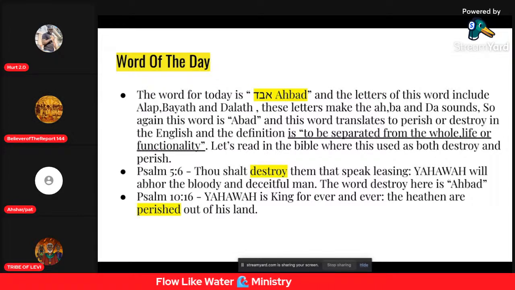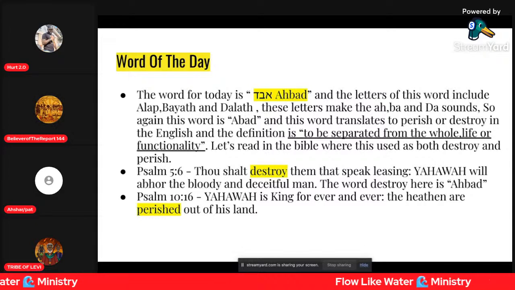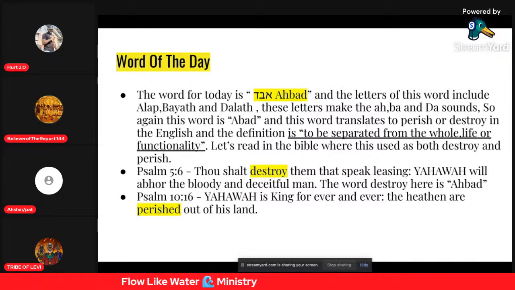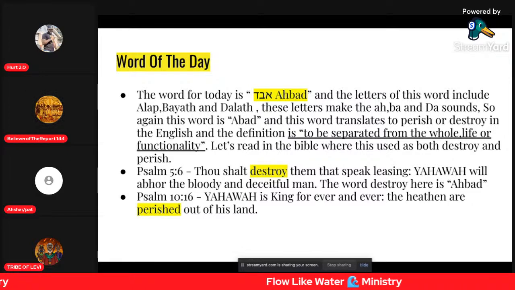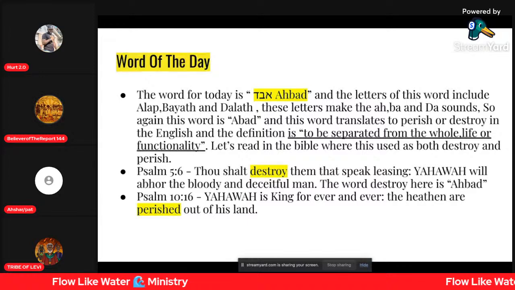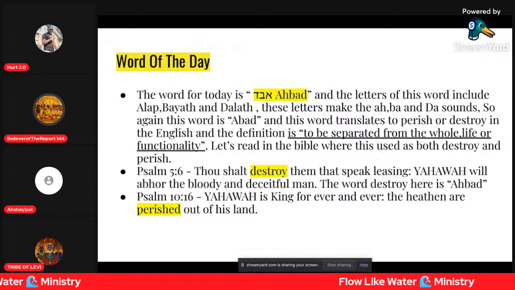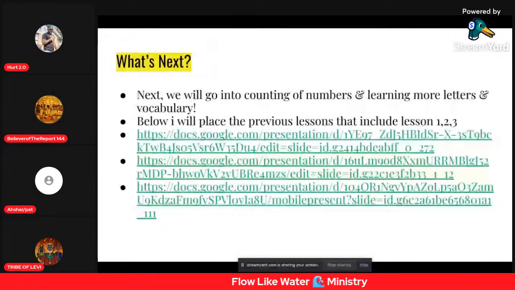So what I'm going to start doing moving forward is we're going to go into a word for the day, and we'll touch on the word a little bit, but the word for today is abad, which means to destroy or to perish. And a deeper definition, as was read, is to be separated from the whole, life, or functionality. So that's the word for today. And could you read this line?